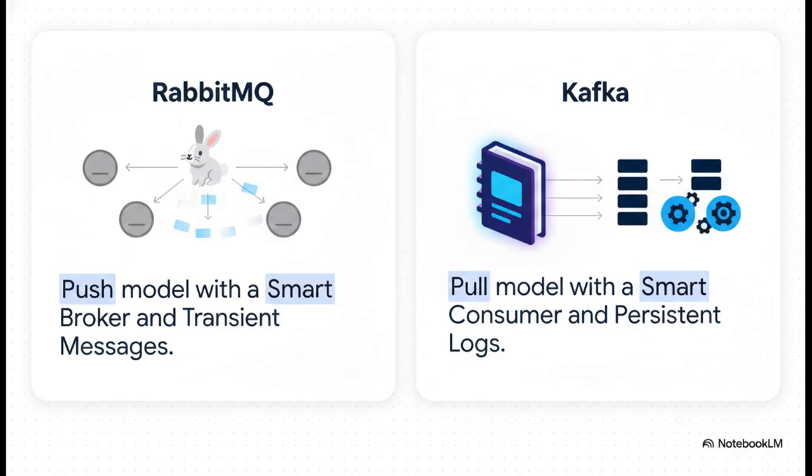RabbitMQ uses a push model. It actively pushes data to its consumers. It acts as a smart broker managing dumb consumers, and its messages are transient. Once they're processed, they are gone forever.